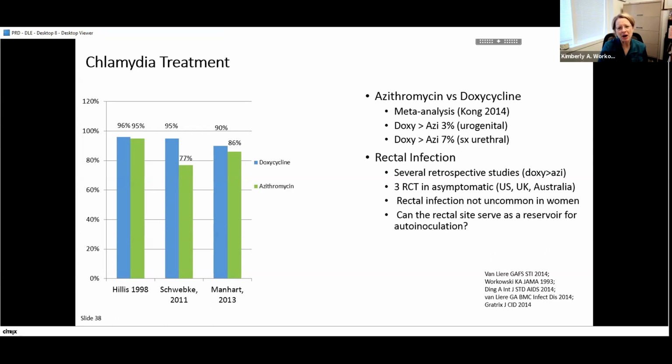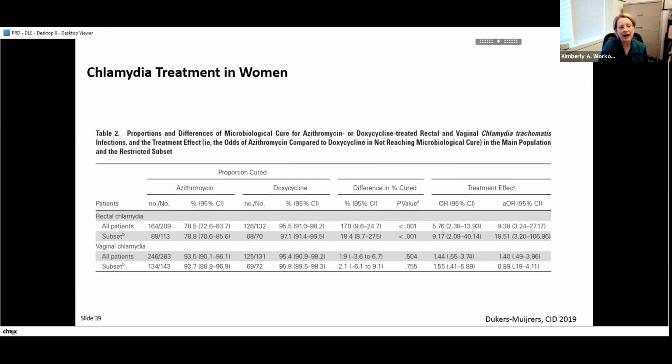And then we started to get some observational data that showed retrospectively that doxy looked better than azithro, but we didn't have any RCTs. The other thing that came out was some reports that rectal infection is not uncommon in women that have cervical chlamydia. So can that be a problem? Can the rectal site serve as a reservoir for autoinoculation? We got an indication from this study that looked initially, and this was again not an RCT, but we got an indication in women.